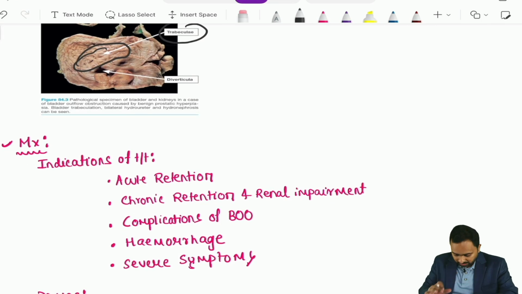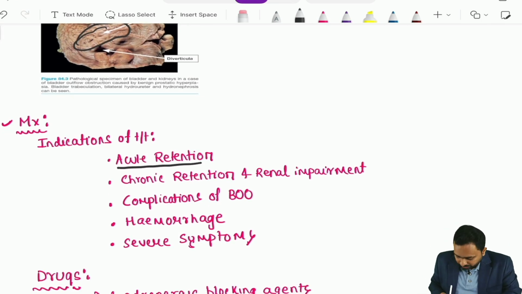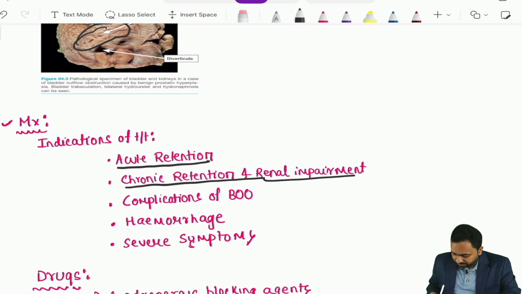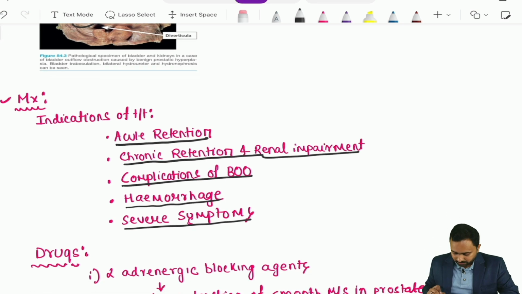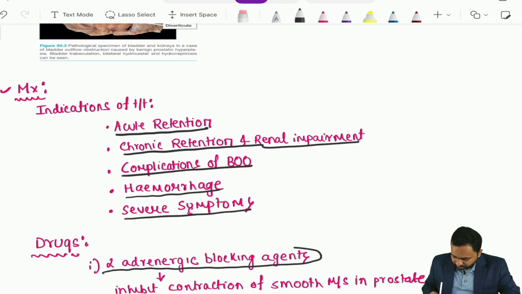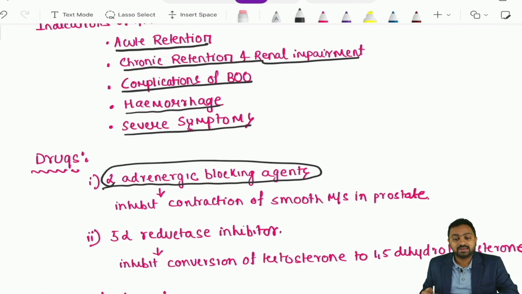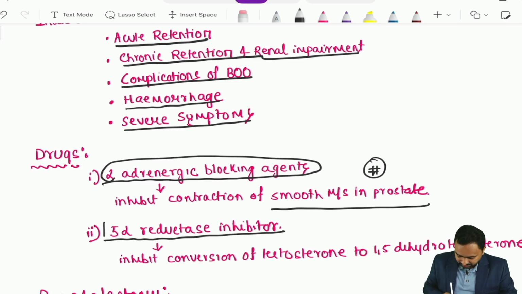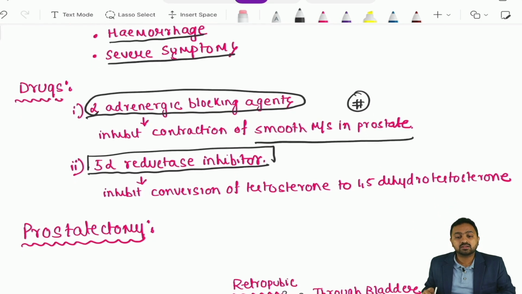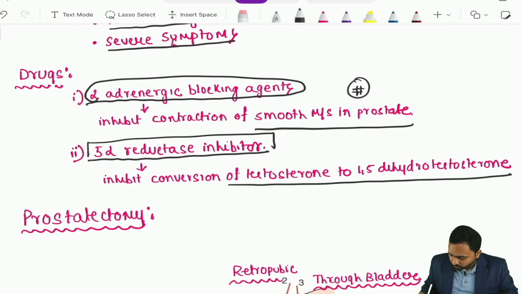So, the indications for treatment would include acute retention, chronic retention and renal impairment, complications of bladder outlet obstruction, hemorrhage and severe symptoms. Now, the medical management includes alpha adrenergic blocking agents. So, they inhibit the contraction of smooth muscle in the prostate. The second group of drugs that is used in BPH is the 5 alpha reductase inhibitors. Now, they inhibit the conversion of testosterone to 1,5 dihydrotestosterone.